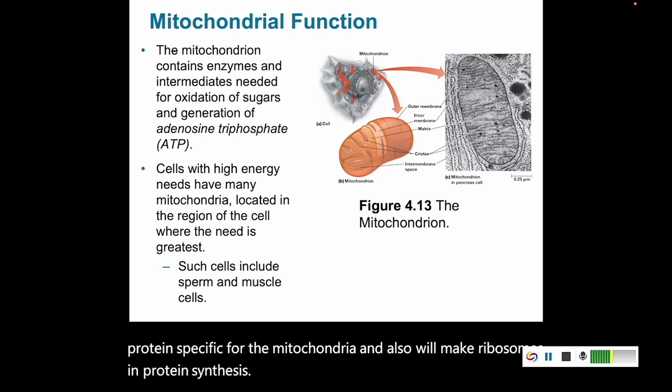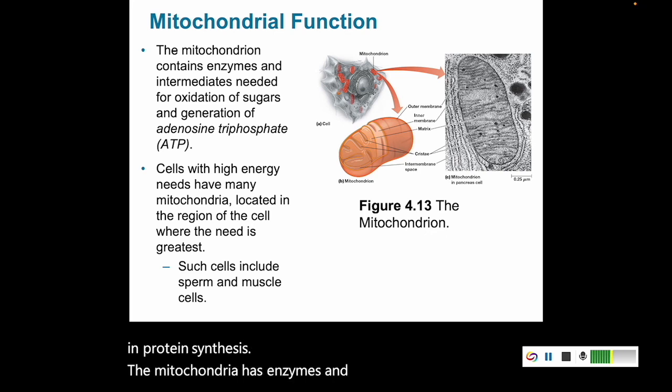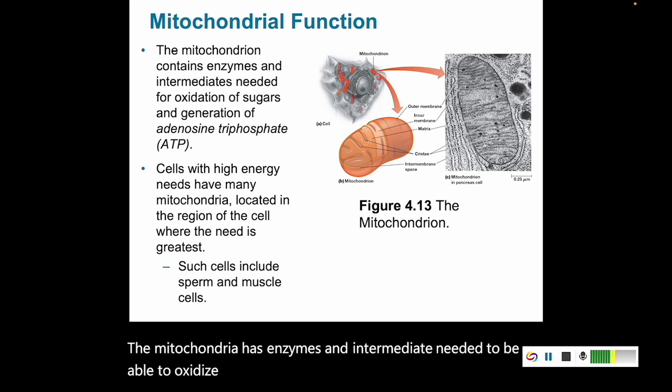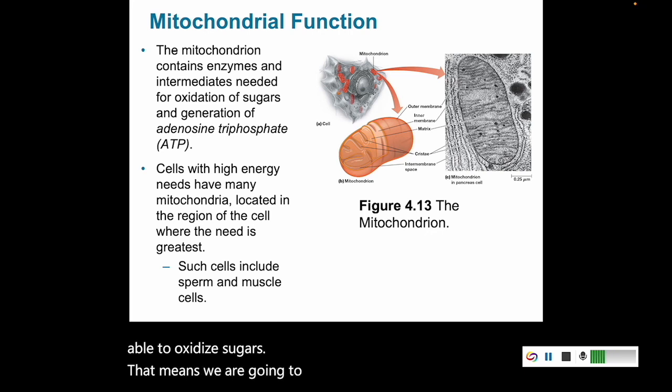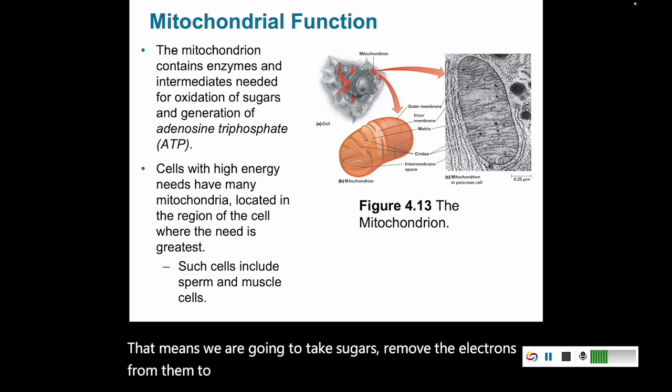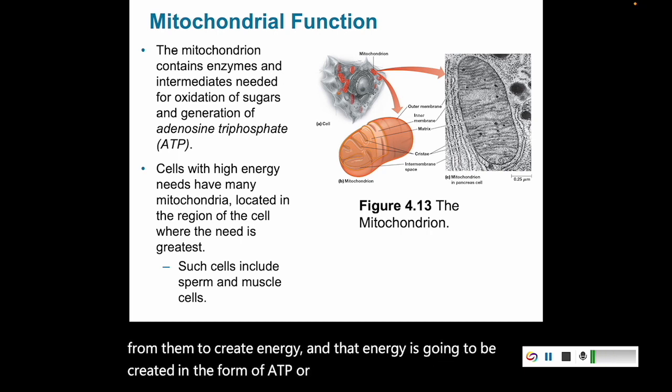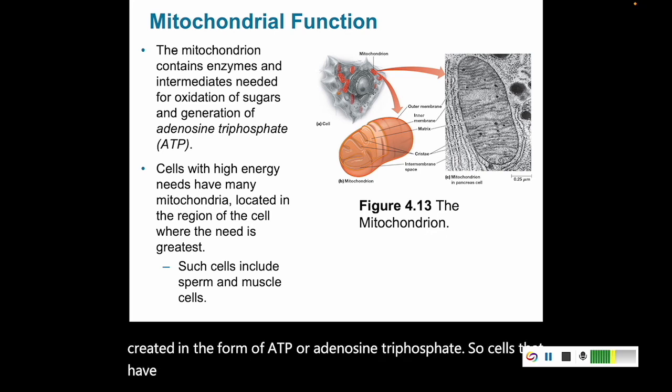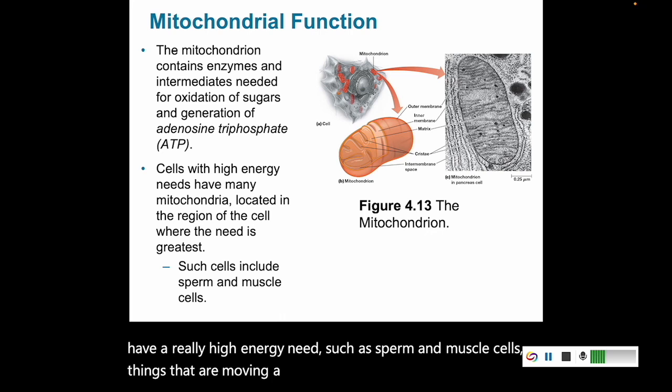The mitochondria has enzymes and intermediates needed to be able to oxidize sugars. That means we are going to take sugars, remove the electrons from them to create energy, and that energy is going to be created in the form of ATP, or adenosine triphosphate. So cells that have a really high energy need, such as sperm and muscle cells, things that are moving a lot, need a lot of energy, are going to have a lot of mitochondria.